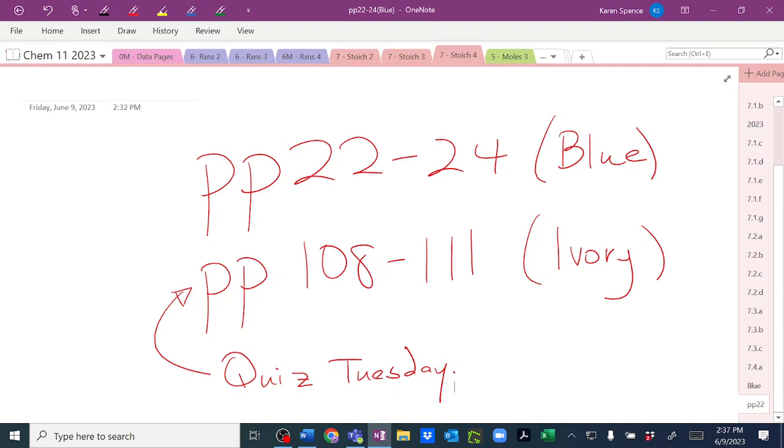Oh, the pages. I'm so sorry. I will write this out because we can get rid of this now. I'll be right back with you. It was pages 22 to 24 in blue and 108 to 111 in ivory.